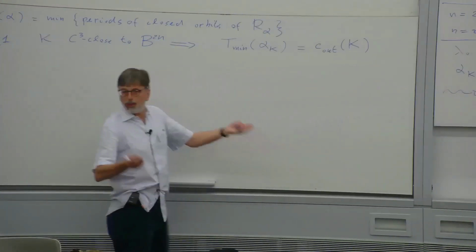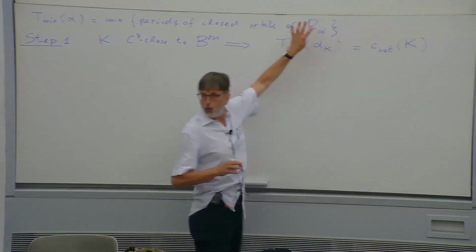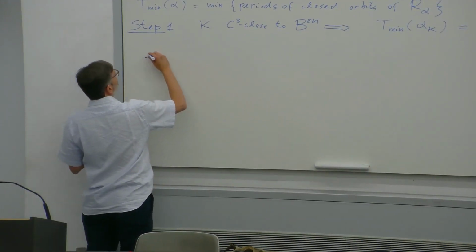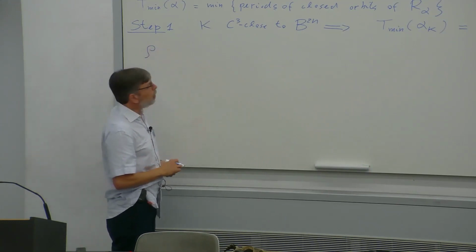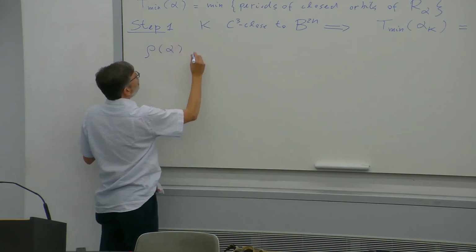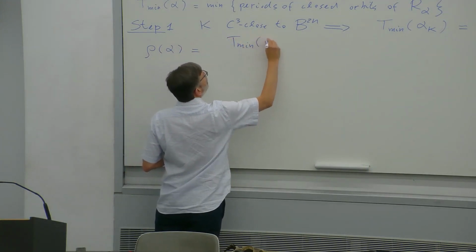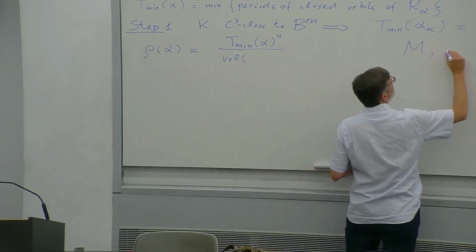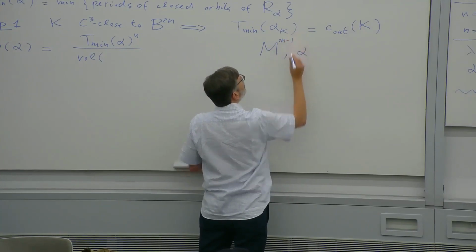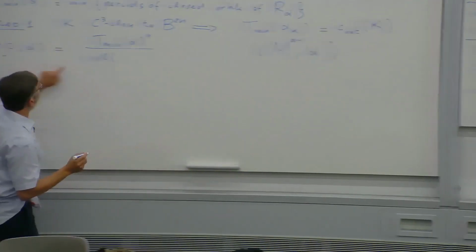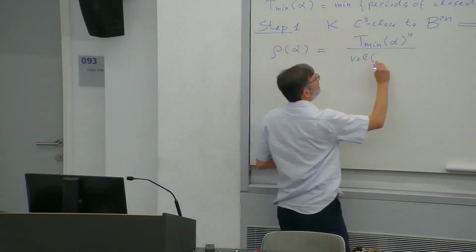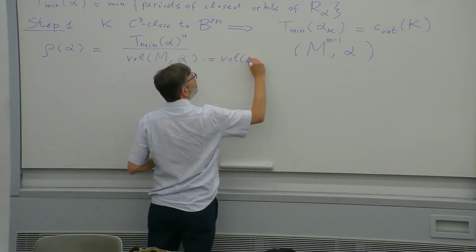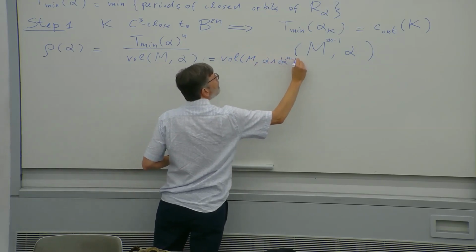Okay, but once you have this step one, it means that we can now forget about this general capacity and just really work with T-min, with this minimal period. Then maybe we also introduce, in general, when we have a contact form on a manifold, we can define its systolic ratio as T-min to the power n divided by volume. So now the setting is we have an arbitrary manifold, say of dimension 2n-1, with a contact form alpha. The systolic ratio is the minimal period to the power n divided by volume. Volume with respect to alpha is of course the volume of M with respect to the volume form alpha wedge d alpha to the power n-1.